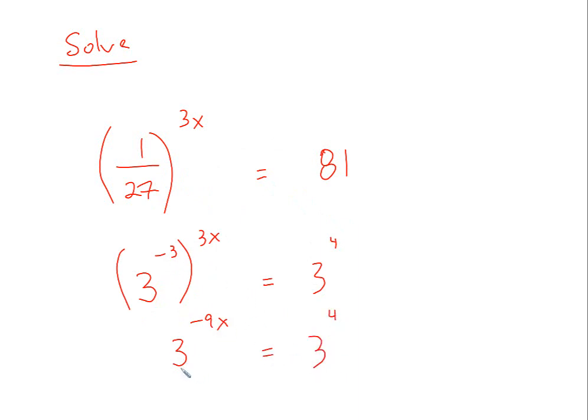Once we have the same base, the exponents have to be equal also. So we set them equal to each other, and x is just going to be negative 4 over 9. So when you're solving problems that are in exponential form, see if you can get the same base first.